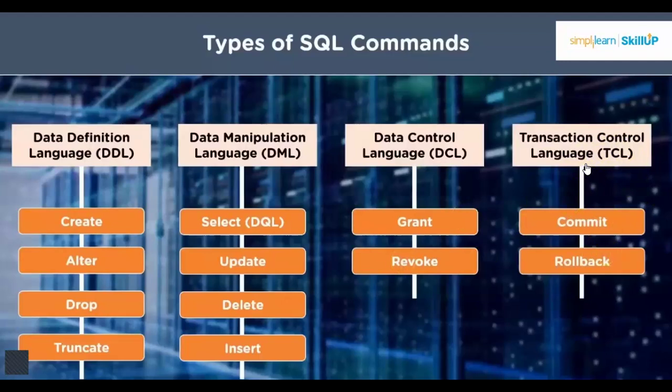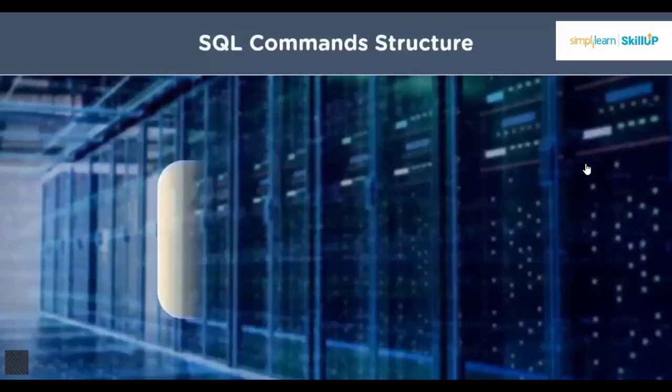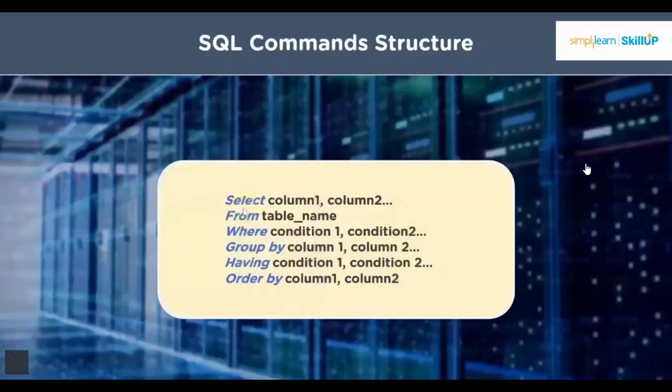Now let's see the basic SQL command structure. So first, we have the select statement. Here you specify the various column names that you want to fetch from the table. We write the table name using the from statement. Next, we have the where clause to filter out our table based on some conditions. So you can see here where condition 1, condition 2, and so on.